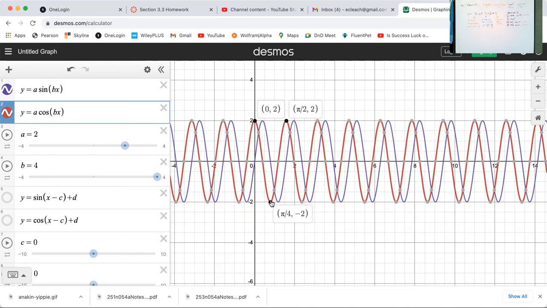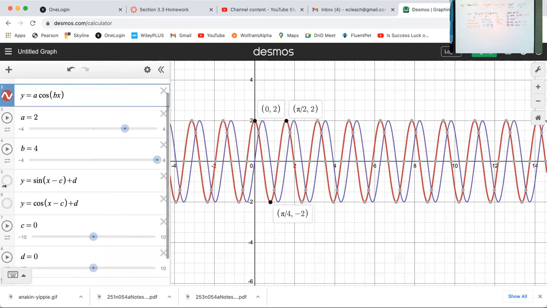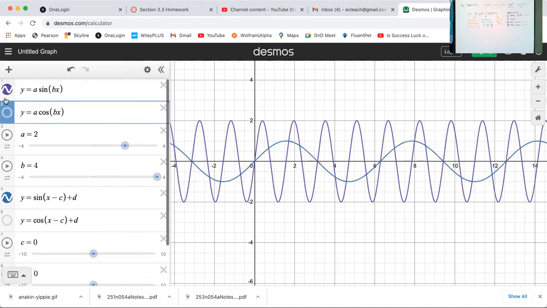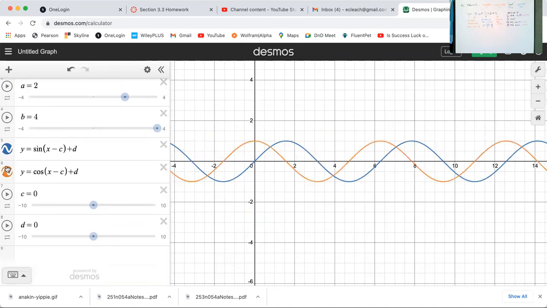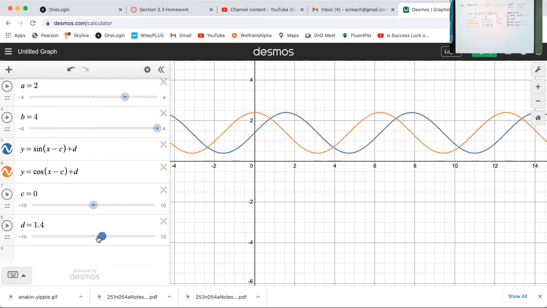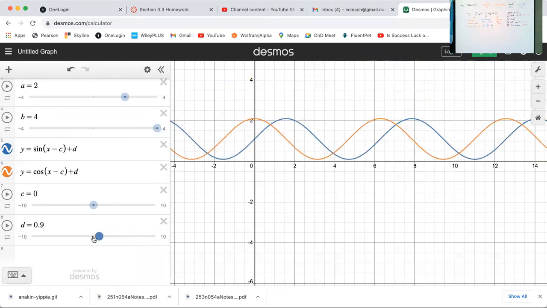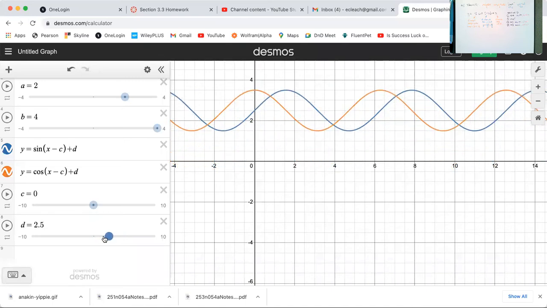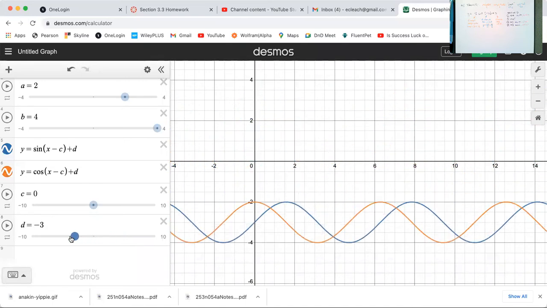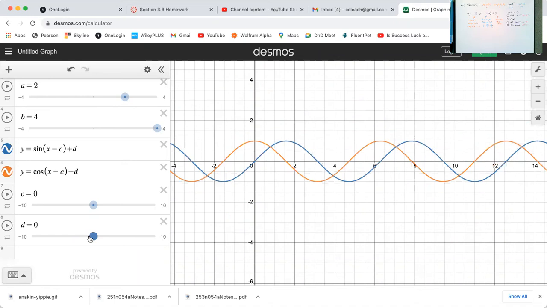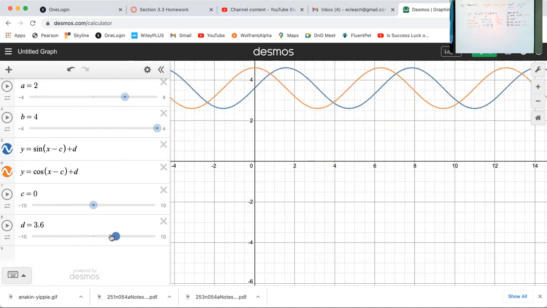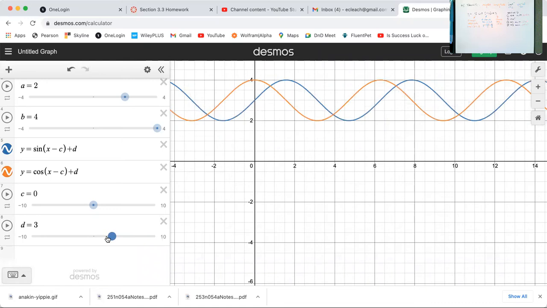The 3 is changing the middle. So if I add a vertical shift, notice that when D is positive, the graph goes up, and when D is negative, the graph goes down. So the default is 0. And if I have a +3 at the end, that shifts the graph up 3 units. And so the middle, the default is 0, and we do +3.